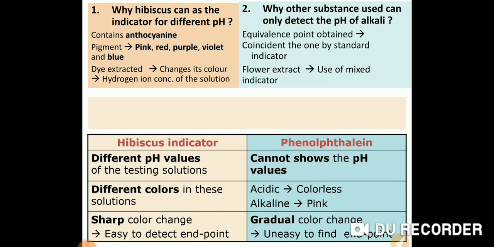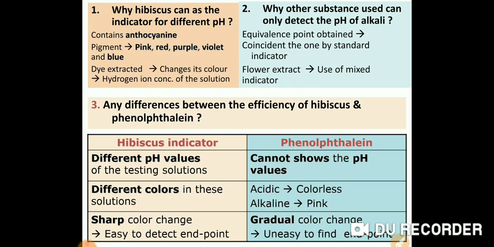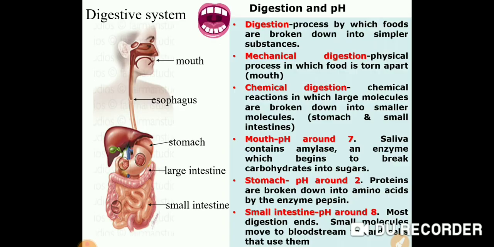So hibiscus gives a sharp color change, which makes it easy to detect the end point, while a gradual color change takes place in phenolphthalein, so it is harder to find the end point. So hibiscus is a better indicator in that case. But still we generally prefer phenolphthalein. In acid-base titration we mainly use the phenolphthalein indicator.